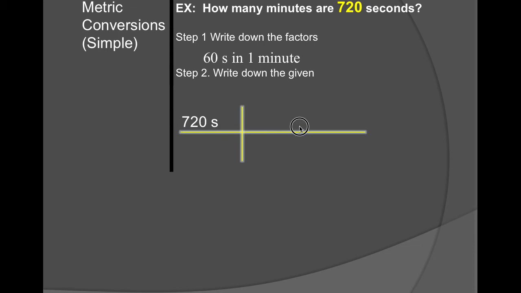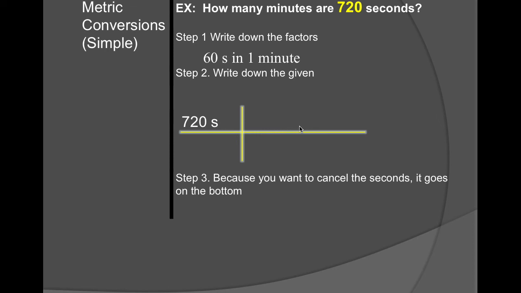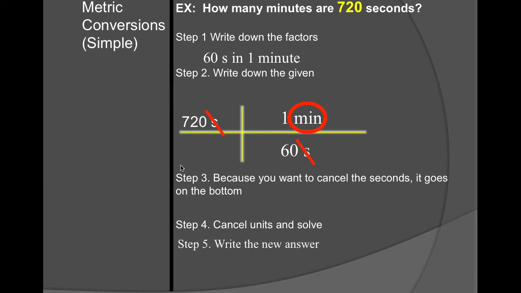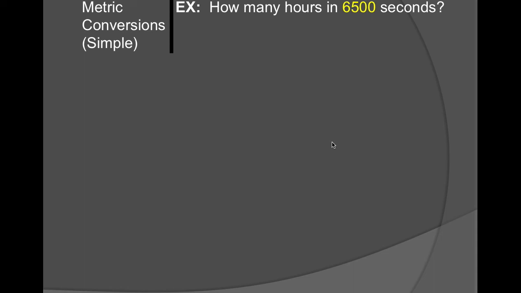and you are going to now, because you know you need the seconds to cancel, the seconds is going to have to go in the bottom. And then we know that for every 60 seconds, there's 1 minute. Perfect. Now all we need to do is cancel the units and solve. That leaves us with minutes. So everything on the top you multiply, everything on the bottom you divide. So our answer to 2 significant figures from up here is 12 minutes. Let's do another example.